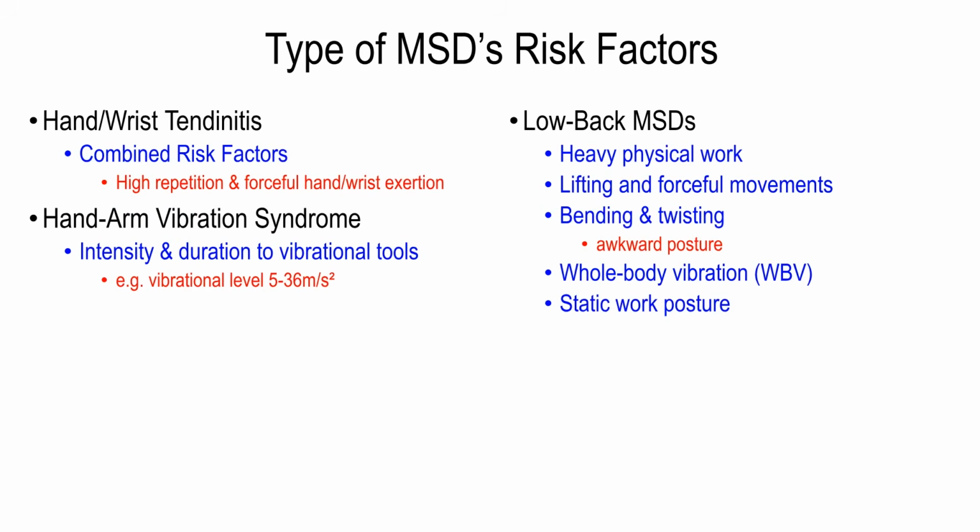Specific MSDs and their risk factors include hand/wrist tendinitis, which is caused by combined factors like high repetition and forceful exertion. Hand-arm vibration syndrome is due to the intensity and duration of using vibrational tools. Low back MSDs are linked to heavy physical work, forceful movements, bending, twisting, whole body vibration, and static work posture.